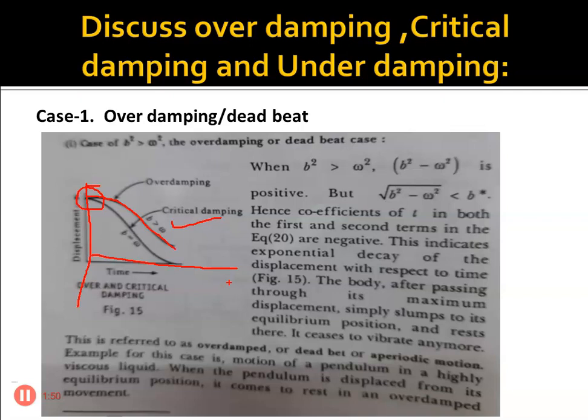In this motion, the body suddenly reaches the rest position. After passing through its maximum displacement, it simply slumps to its equilibrium position and rests there. The body does not move from this point, it rests at that point. It ceases to vibrate anymore. So further the body will not vibrate at all. That type of condition, where b square is greater than omega square, is considered the overdamping condition. Otherwise we call it the deadbeat condition.